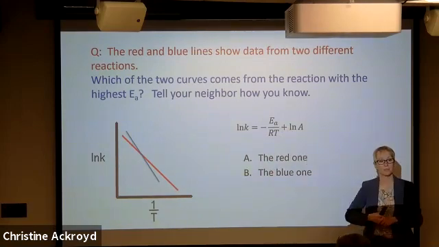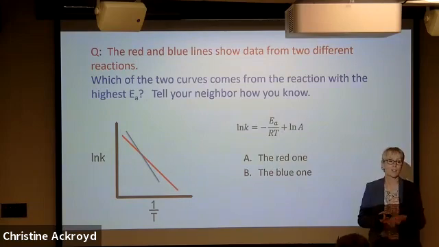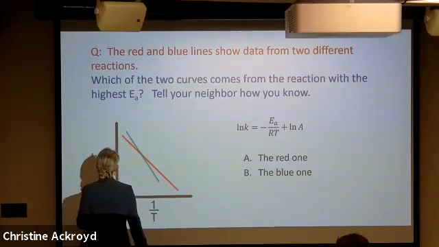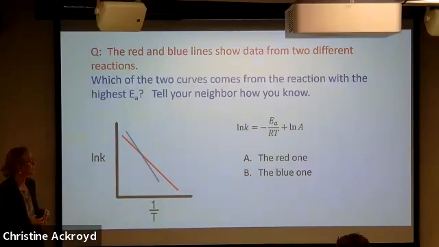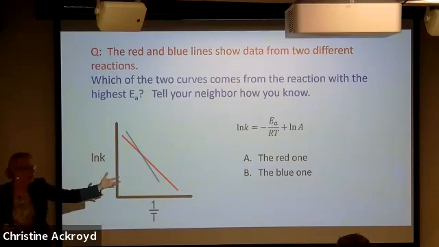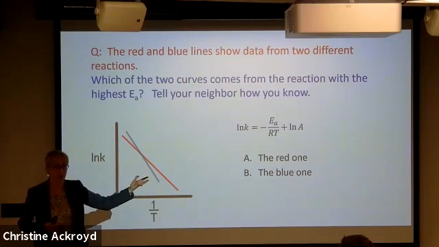What does the natural log of A tell you? Oh, that's the y-intercept. Yeah, so if you have the y-intercept, I could say, which one is going to have the higher y-intercept? Probably the blue one. So the higher y-intercept is going to have the higher value for natural log of A, which means it's going to have the higher value of A.